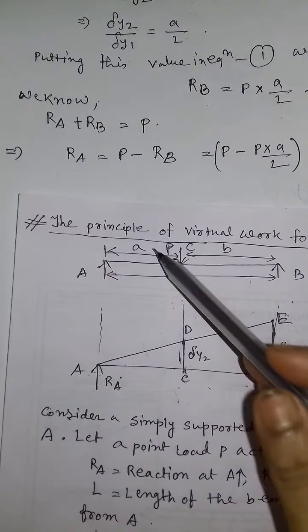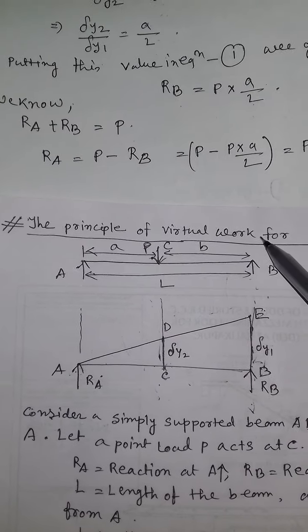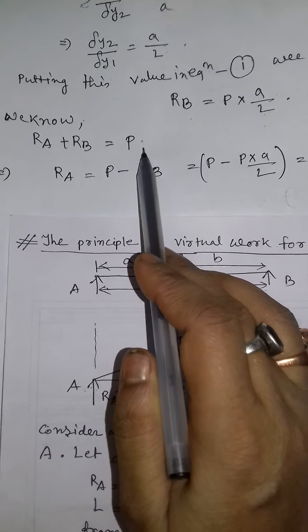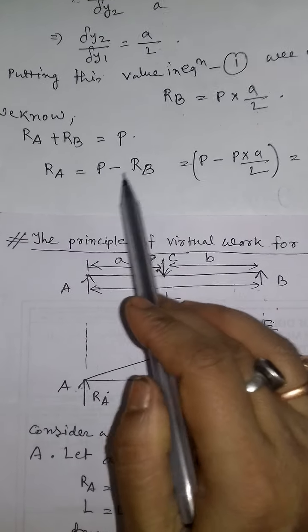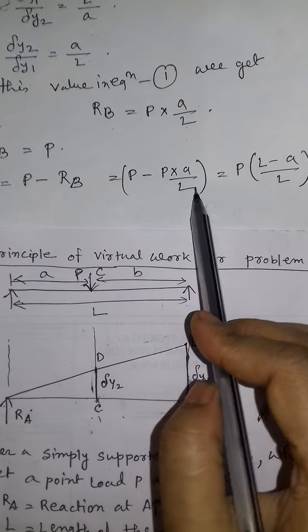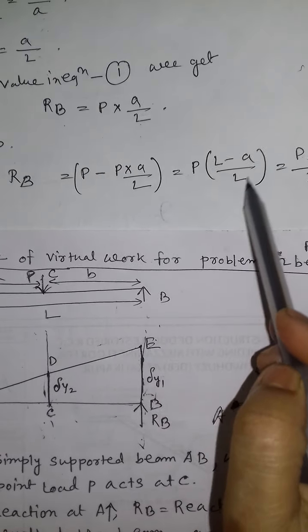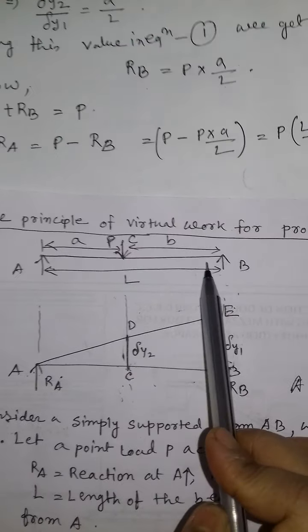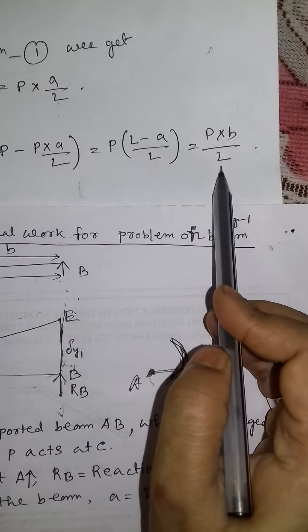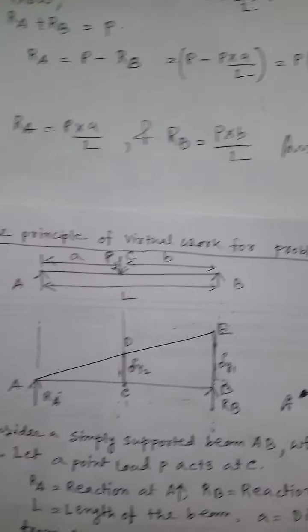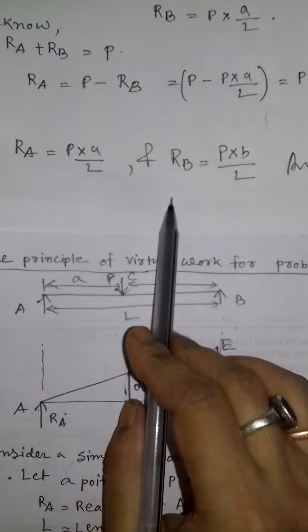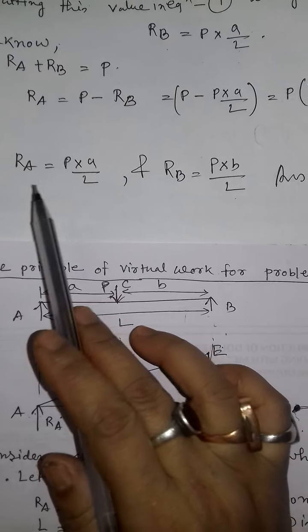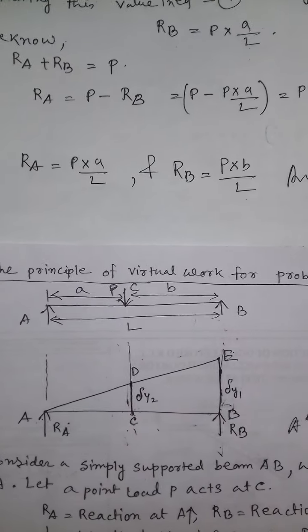Now RA and RB are both upward and P is downward, so we write RA plus RB is equal to P. So RA is equal to P minus RB. Putting in the value, we get P into (L minus a) by L. Here L minus a is b, so RA is P into b by L. In this way, using the principle of virtual work done, we find the reactions RA and RB of a beam. That's all. Thank you.